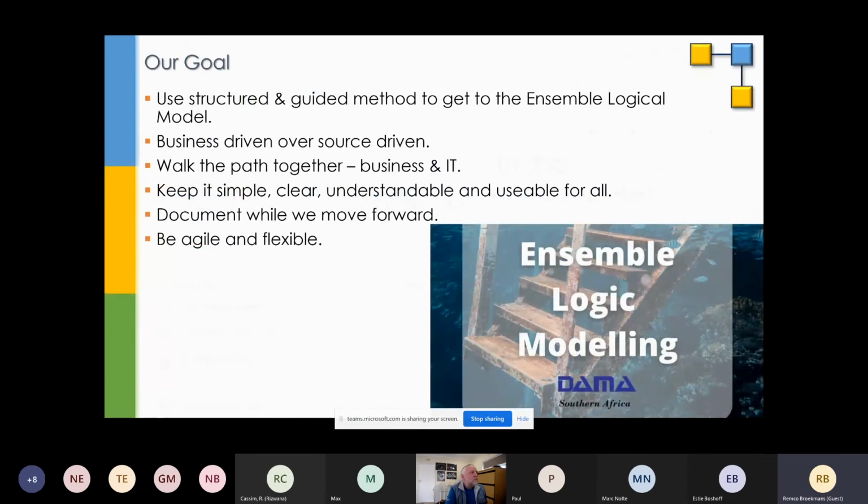Okay, so what's my goal? My goal is to use a structured and guided method. And it should be business driven. And I know everybody's always talking about business driven. It should be business driven. We have to have the business.